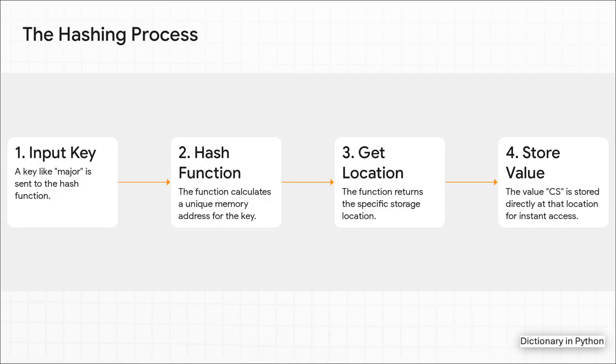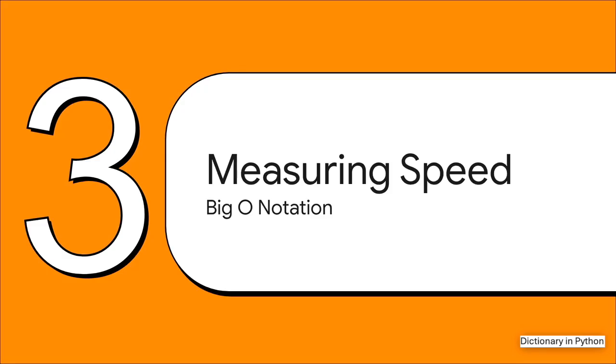Okay, this is where it gets really cool. Here's how it works. When you add an item, the key, let's say it's the word major, gets fed into something called a hash function. Now this function is like a super efficient sorting hat. It instantly calculates a specific address in memory, a storage location, just for that key. Then the value, CS, gets stored right there. So when you want to find major again, Python doesn't search for it. It just runs the hash function again, which gives it the exact same address, and it goes straight there. No fuss, no searching.